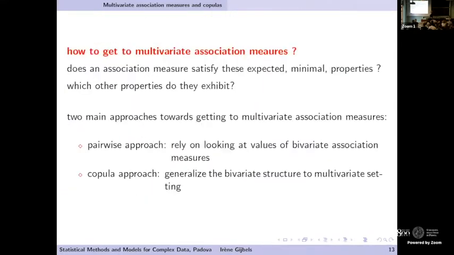So let me now go to how you get to multivariate association measures. I mean, this is a very basic question. And in fact, if I just brutally group the approaches in two different categories, essentially what you find is a pairwise approach, where people look at all kinds of pairs and look at association measures for that. And then you add up all these pairwise association measures, you normalize or standardize, and you get a multivariate measure. Another approach is via the copula approach, and I will comment on both.